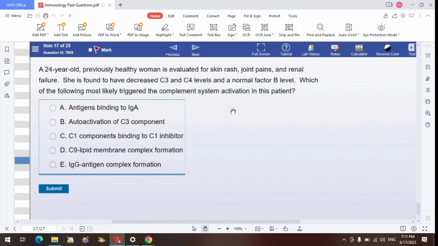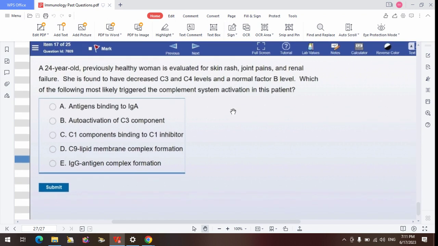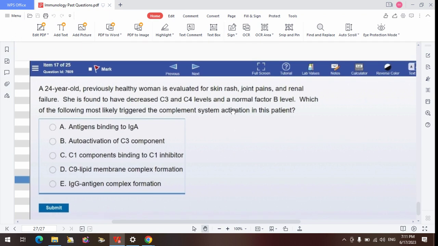I'm saying skin rash, joint pain, renal failure, is it SLE? So in a very young woman, what do you think? Yeah, so that's SLE. Hello, can you guys hear me? Yes. Okay, so that's SLE.